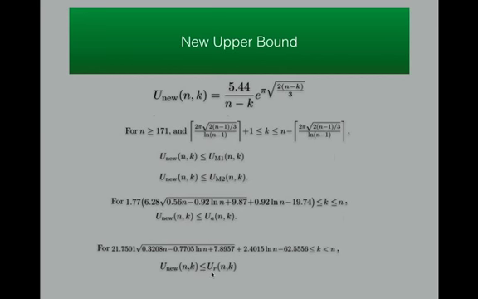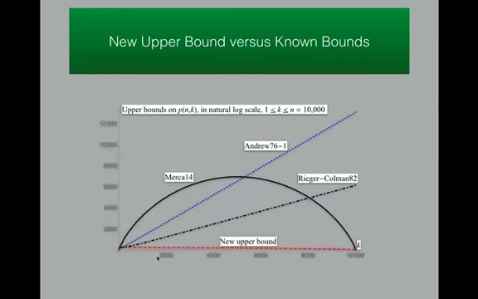Now, to really get a feel as to how small the new upper bound is, we can take a look at this graph, and that shows you how these existing bounds compare against the new upper bound. So the red one is the new upper bound, which seems to hug the k-axis here, and the other bounds, the Rieger and the Andrew bounds, shoot up all the way up to k equals 10,000. Again, this is in natural log scale on this side.